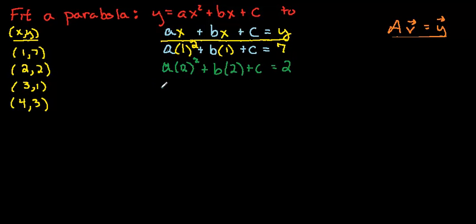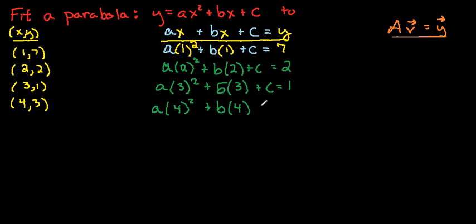The third equation will be a times 3 squared plus b times 3 plus c, and that gives us a y value of 1. Lastly, we're going to have a times 4 squared plus b times 4 plus c, and that equals our output of 3.